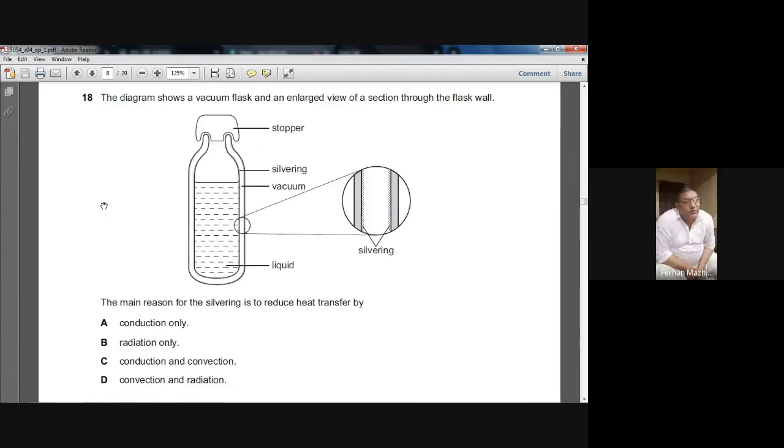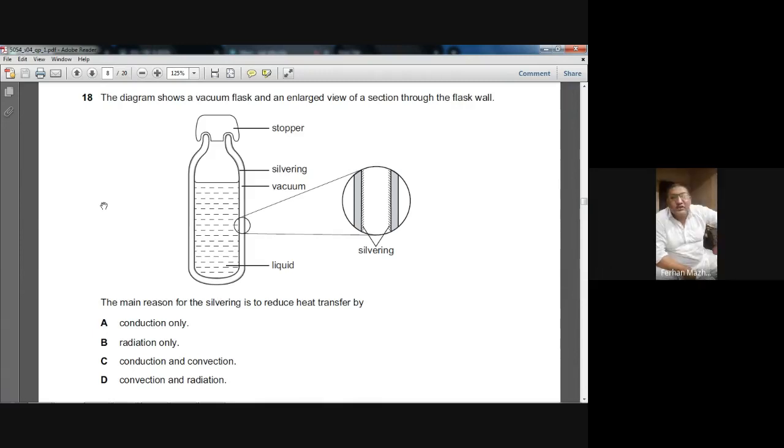The diagram shows a vacuum flask and an enlarged view of a section through the flask wall. You can see a stopper, silvering, and the vacuum, with liquid inside. The inner lining of the glass has been silvered. Silvered means the color is silver, shiny. The main reason for the silvering is to reduce heat transfer. The shiny surface reduces one method of heat transfer, and that is infrared radiation.